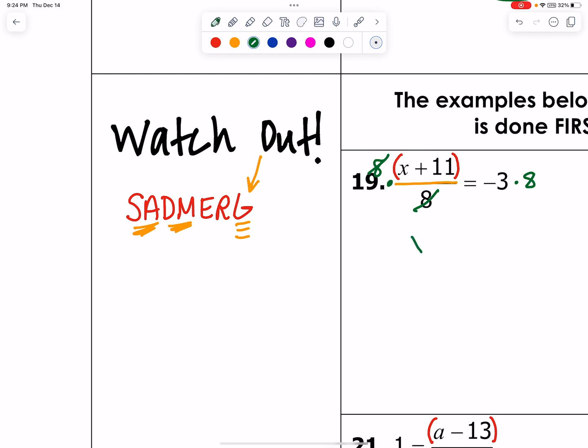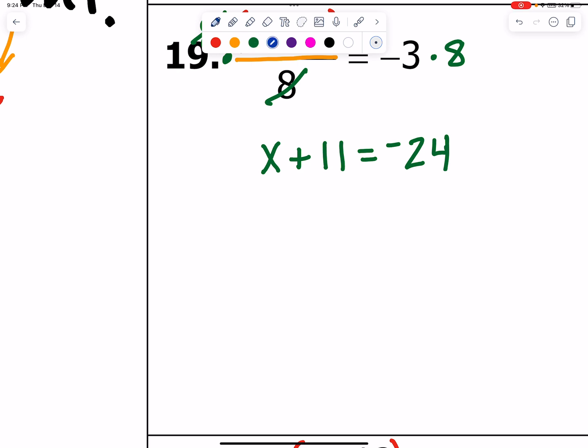Now you can get rid of the parentheses because they're not in a numerator. They're just by themselves, and so that expression is alone. And so you can just write x plus 11 equals 3 times 8 is 24, but it's negative. And there you go. So now you're back to some familiar things.